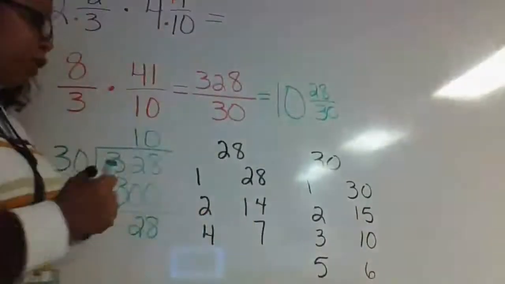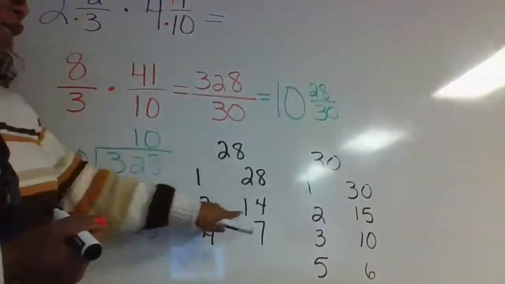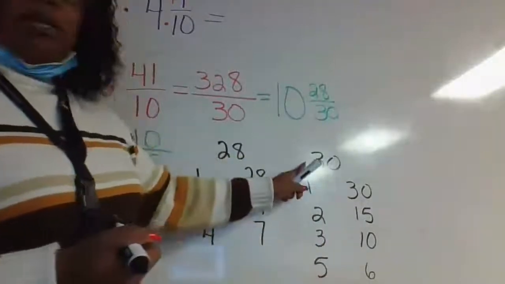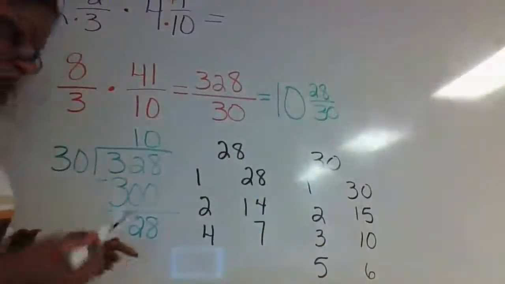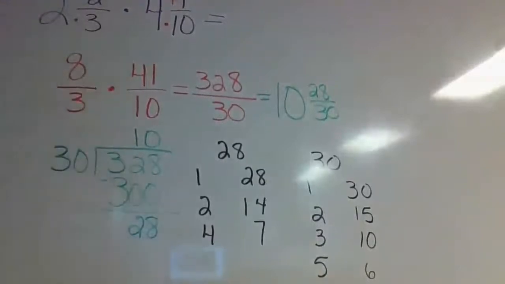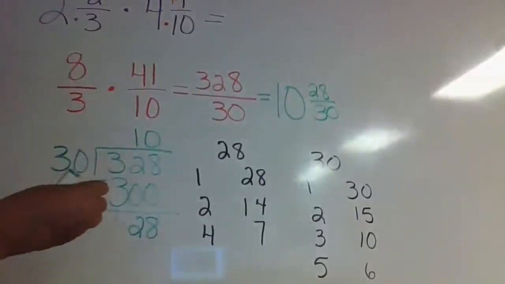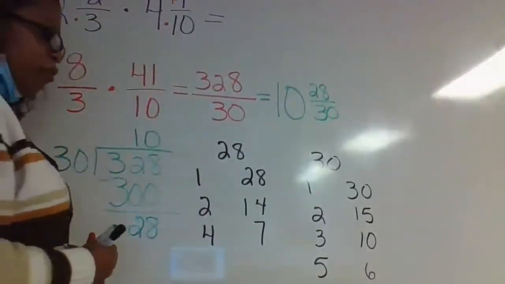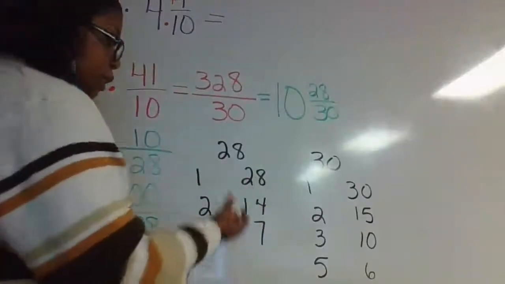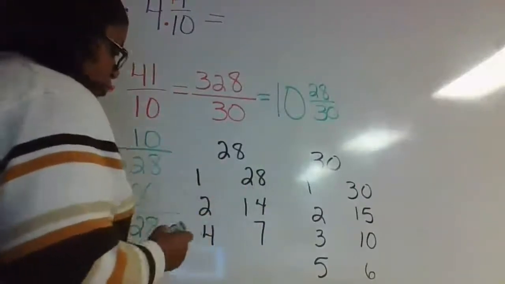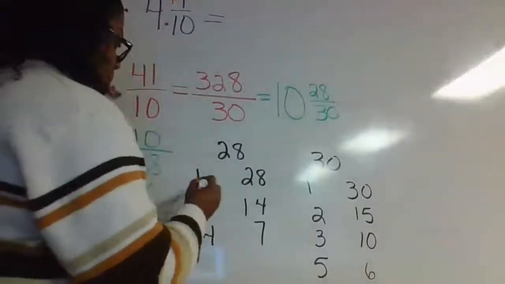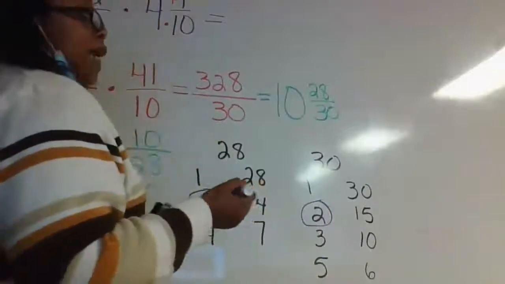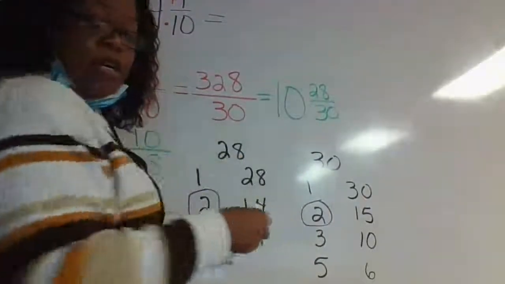In other words, when I multiply these two numbers together, it gives me 28. Or when I multiply these two numbers together, it gives me 30, right? So what we're trying to figure out is what number do they both have in common besides 1, but the greatest number, the biggest number that they have in common. So when we look, the biggest number that they both have in common is the number 2. Okay? 2.